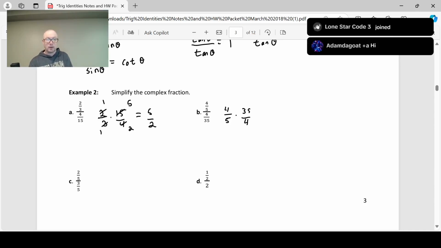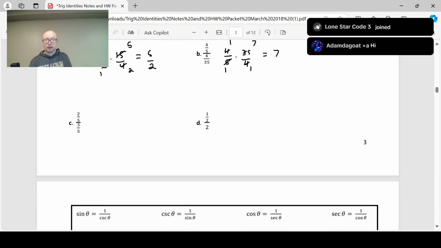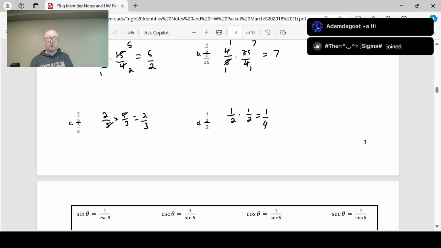And then we would cross cancel. That would equal 1, so we would get 7 as our answer. Okay? All right. So carrying on with this, let's do a few more of these. 2/5, so the reciprocal would be 5/3. So this would reduce down to 2/3 when we multiply it. And in the last one, we have 1/2 divided by 2 whole, so that would be multiplying by the reciprocal. So we would get 1/4, that's our answer.